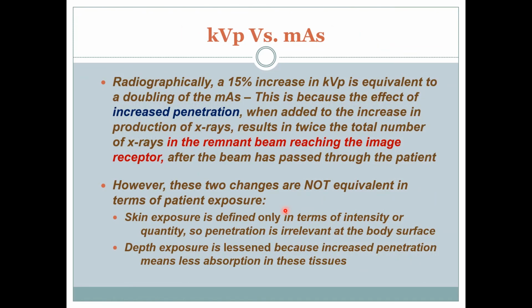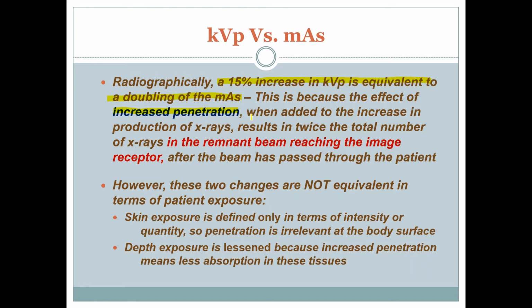So radiographically, a 15% increase in kV is equivalent to doubling the mAs. So I'll say that again, a 15% increase in kV is equivalent to doubling the mAs. This is because of the increased penetration of the X-ray beam. This does not mean that the patient is going to get double the exposure.